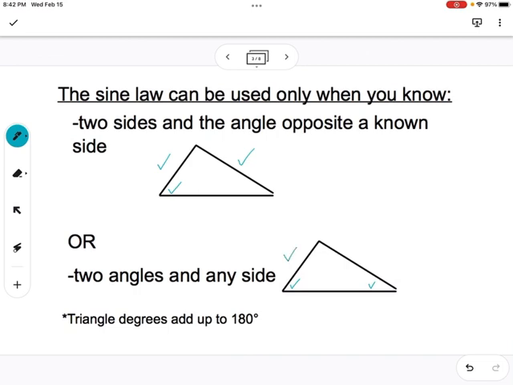Okay, the reason that it can be any side here is because when we have a triangle, we know that the angles add to 180. So if we know two of our angles, we also know what the third angle would be. So then we can be finding any side we would like to.